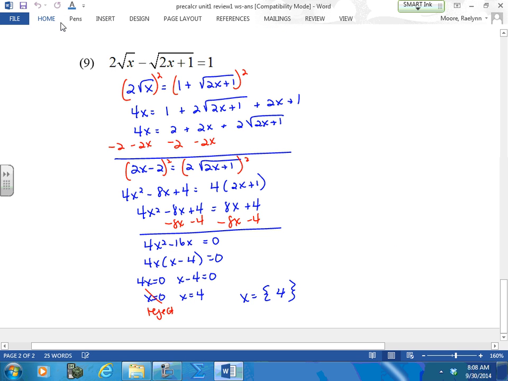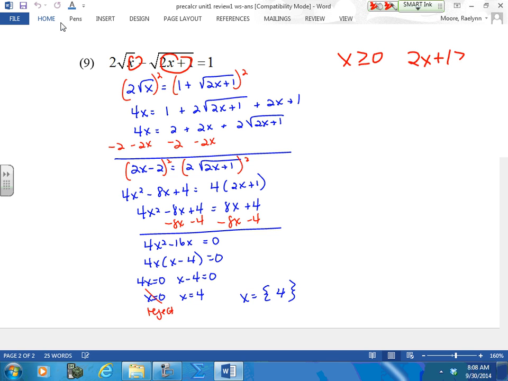Okay, the last one again, this was your radicals. You could move either side of your radicals. Isolate your radicals, square it. Again, find your restricted domain. Let's find your domain for this. I have a problem under my radicals. X has to be greater than or equal to 0, and 2x plus 1 is greater than or equal to 0. So this one's good.